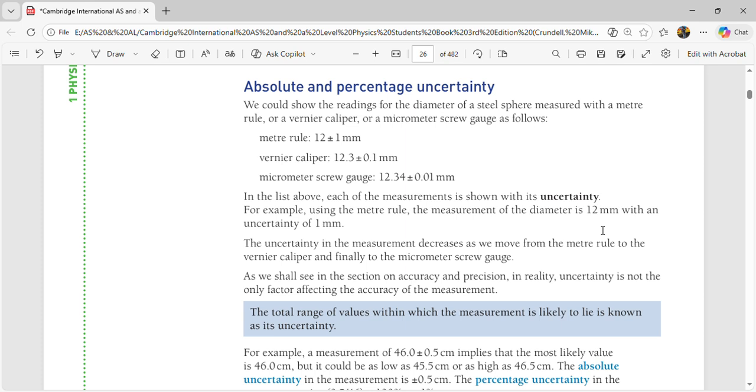So like that. The uncertainty for a meter rule is 1. The uncertainty for a vernier caliper is 0.1. The uncertainty for a micrometer screw gauge is 0.01. Then these are measured values.